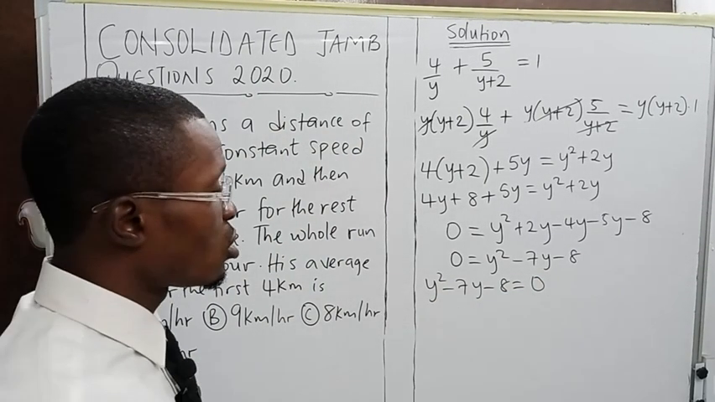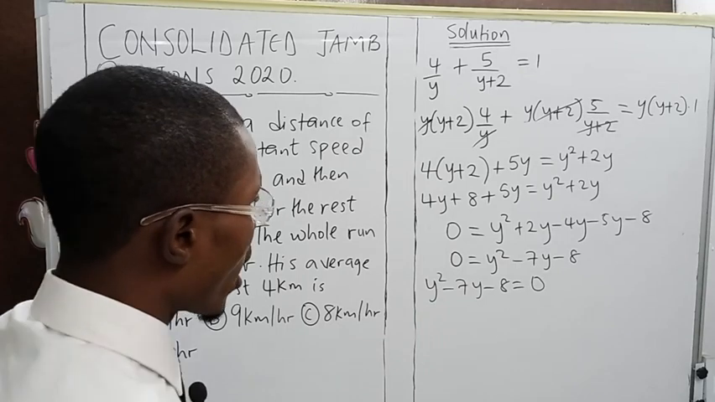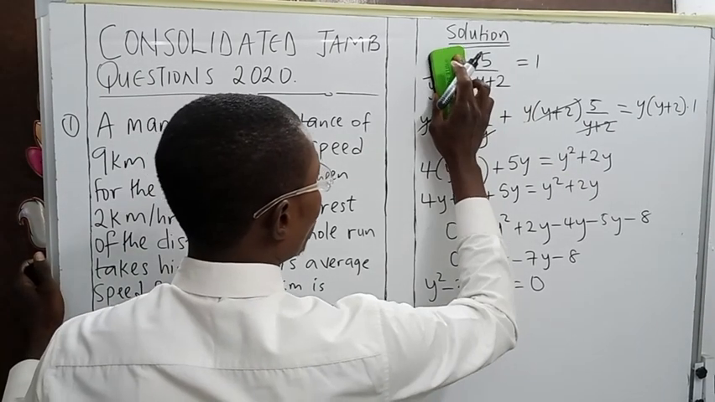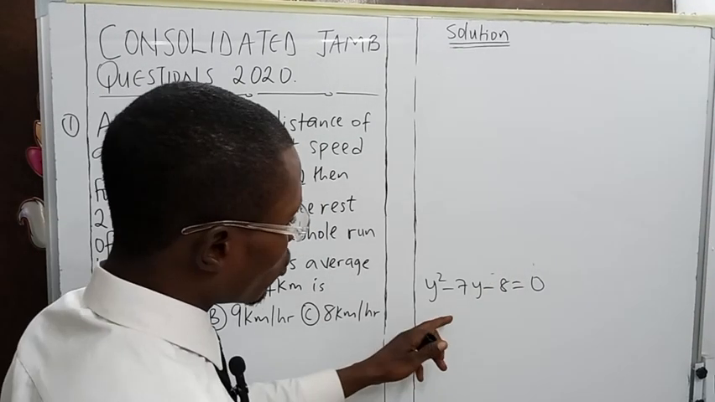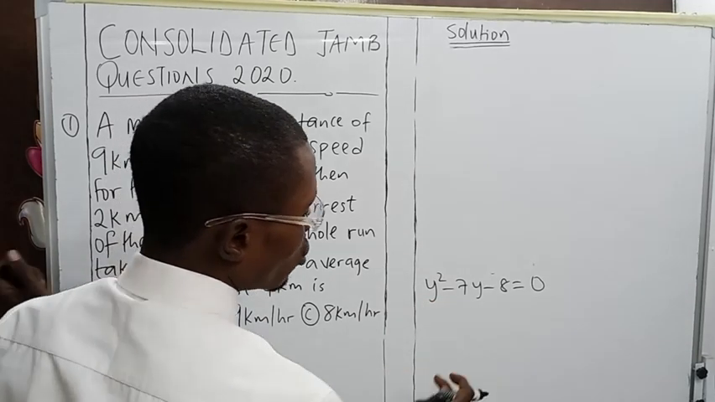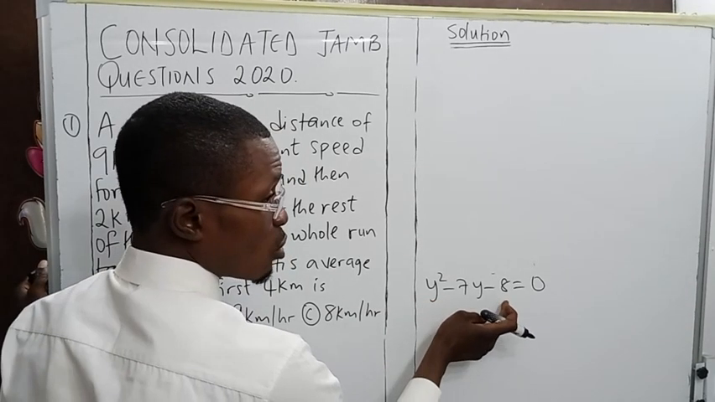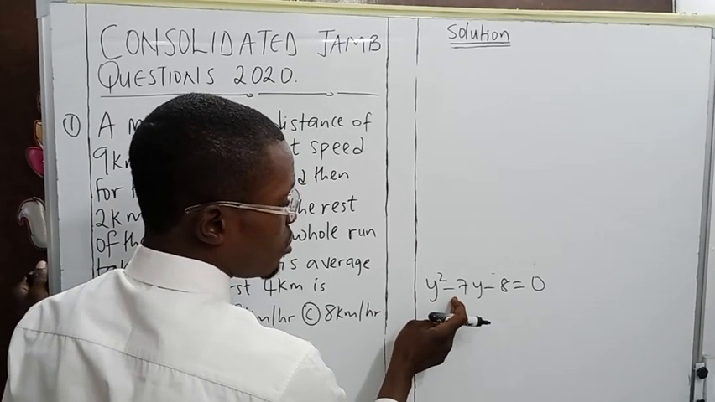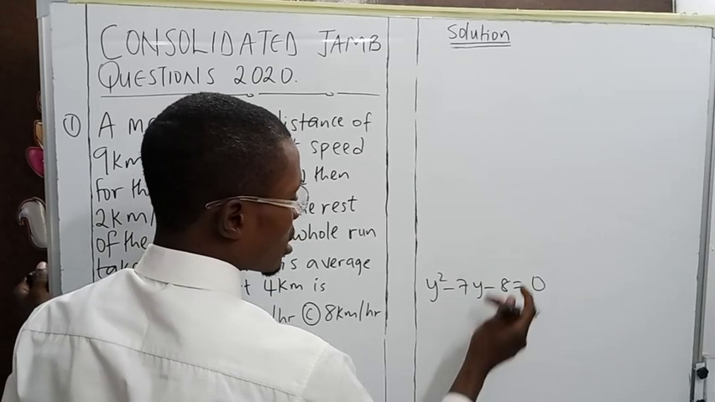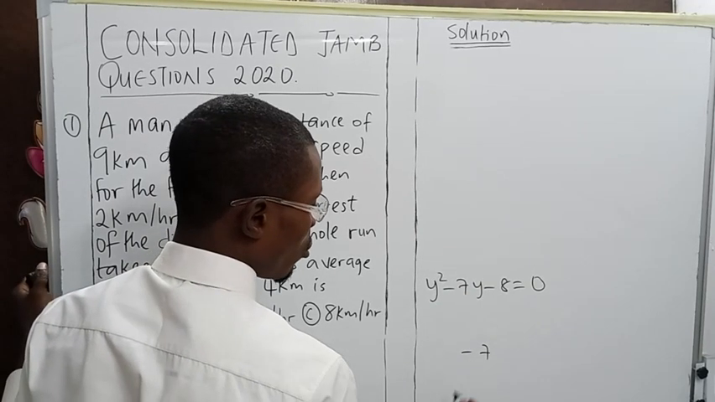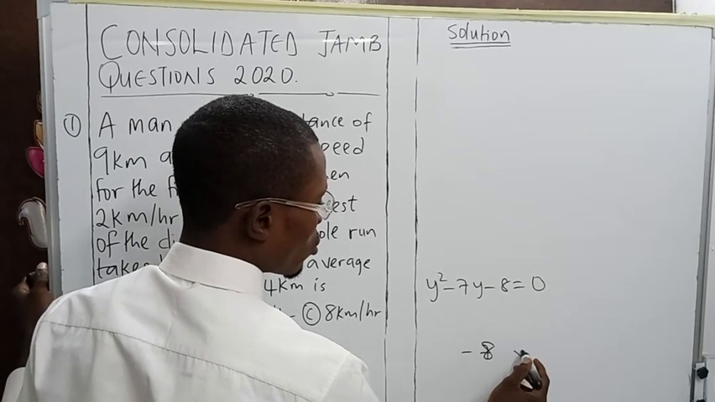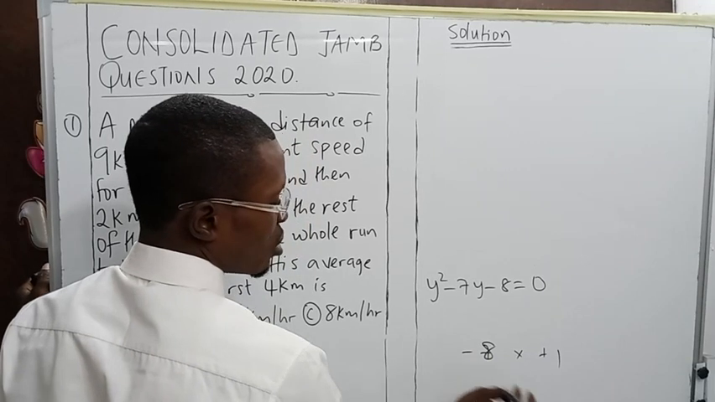So solve this quadratic equation, and that will give us the value of y. Let me still clean this part of the board. Okay, to solve this quadratic equation, I'm looking for two numbers so that when I multiply, it will give me minus 8, and then when I add, it will give me minus 7. What are those two numbers? Minus 8 times plus 1. Minus 8 and plus 1.